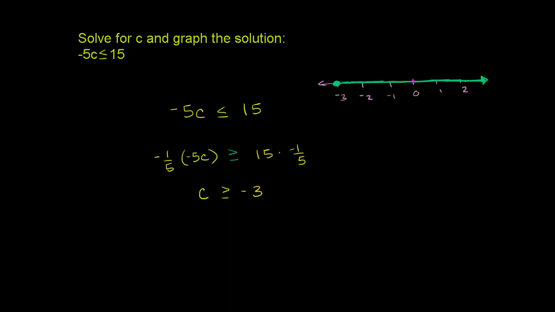And I haven't drawn it here. I could continue with the number line in this direction. You would have a negative 4 here. Negative 4 should not be included. And let's verify that negative 4 doesn't work. Negative 4 times negative 5 is positive 20. And positive 20 is not less than 15. So it's good that we did not include negative 4.